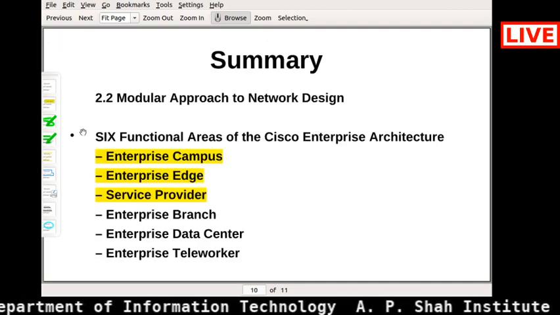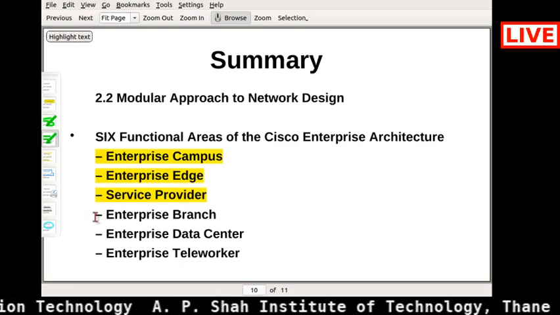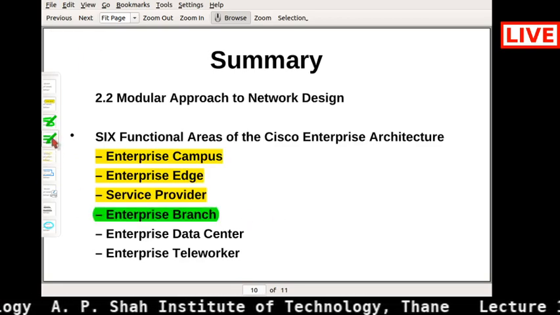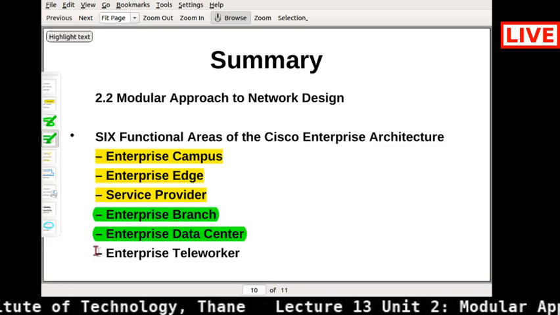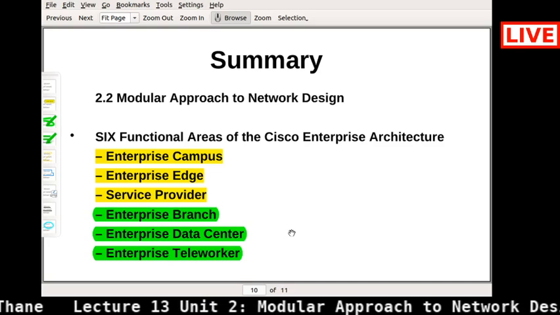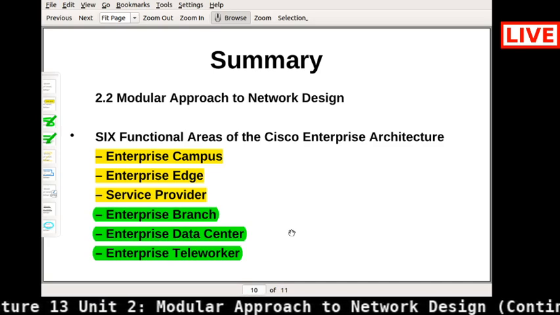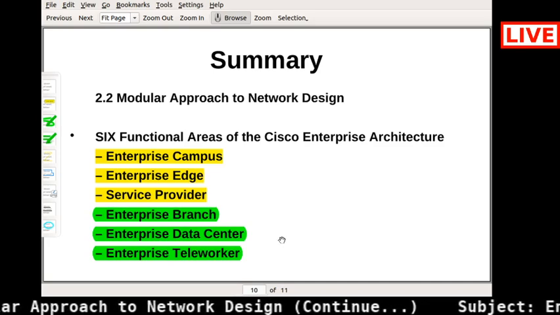So what we have discussed today is the enterprise branch model, then the enterprise data center model, right? And then the enterprise teleworker model, right? So we have discussed these three remaining models from this particular point, that is the modular approach to network designing, right?